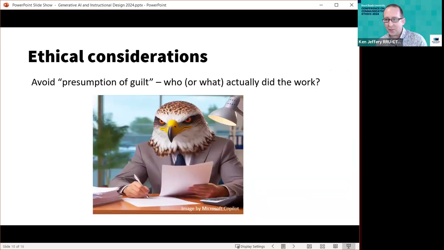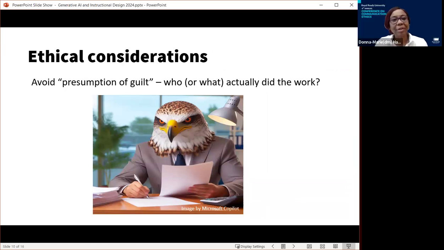Back to you, DM, for ethical considerations. Yeah, sure. And certainly that example does raise ethical considerations that we need to bear in mind.